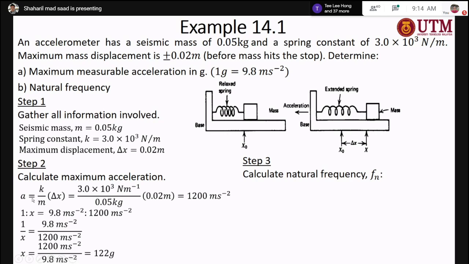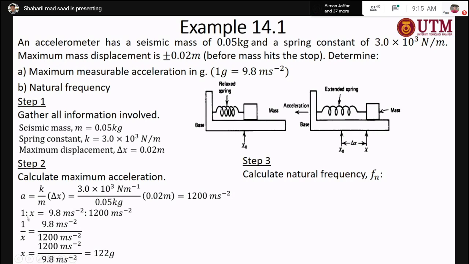So this is the formula for acceleration between your spring and the mass, and also the displacement. You can calculate: k is given, m is given, and delta x, the maximum, is 0.02 on the right. So you just multiply by 0.02, and you get the acceleration of 1200 meters per second squared. But the question asks for the acceleration in g, so you can use the ratio.